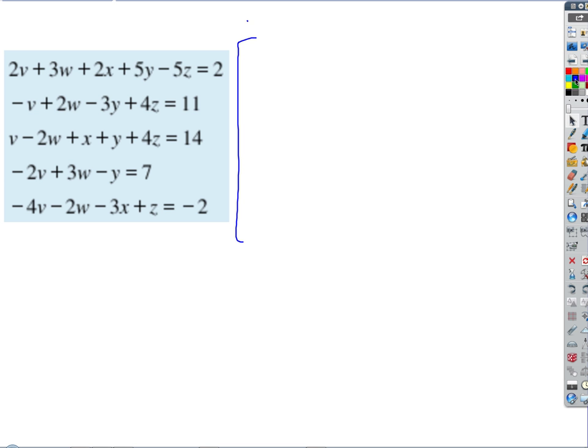So if I organize this, then I'm going to have my V coefficients. You don't have to do this, but I'll do it once so you can see what's going on. My W coefficients, my X coefficients, my coefficients of Y, my coefficients of Z, and then my constant on the other side.